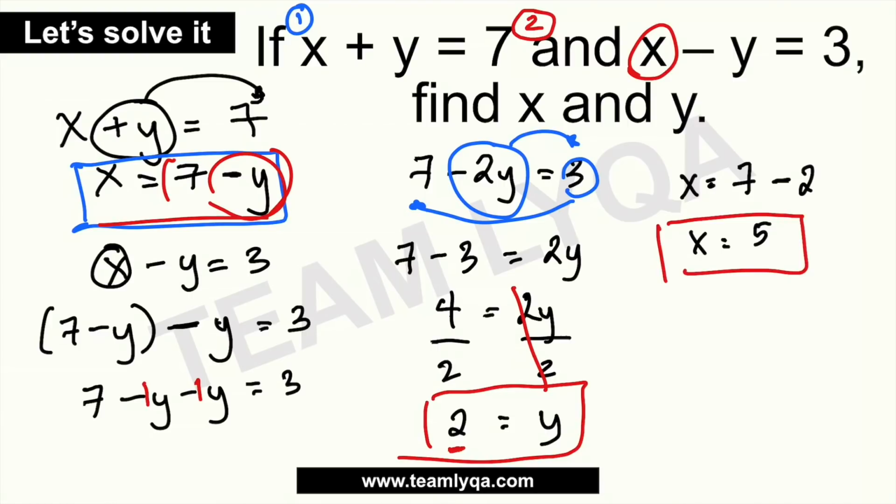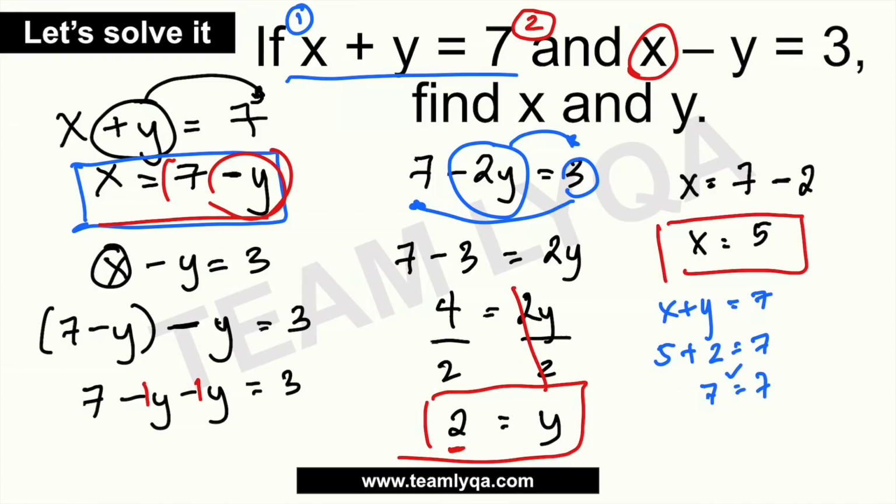Now, just to make sure na tama tayo, let's check natin siya using yung mga original na equation. X plus Y daw dapat is equal to 7. Now, isa-substitute natin, you have 5 plus, and then Y is 2. 7 naman siya. So, tama tayo doon.